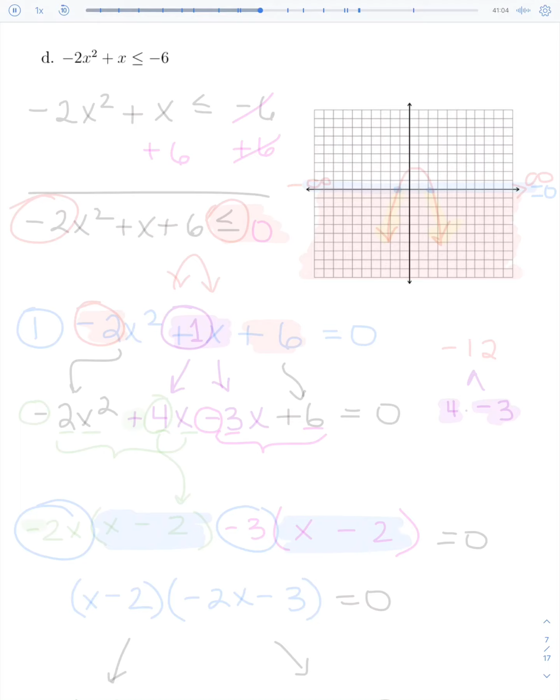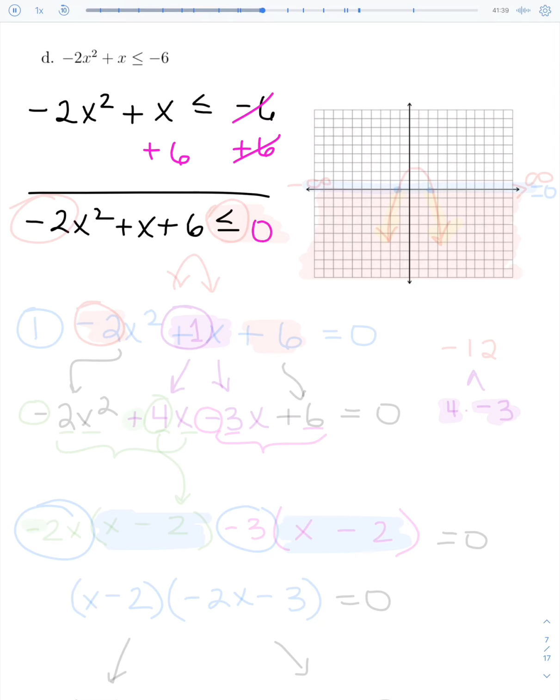Quadratic inequality. We've got negative 2x squared plus x is less than or equal to negative 6. Let's see. What we want to do is, if we've got a quadratic anything, we want one side to be 0. So let's move the 6 over by adding 6 to both sides of the inequality. That will give us negative 2x squared plus x plus 6 is now less than or equal to... everything canceled, but I still have a 0 on the right.